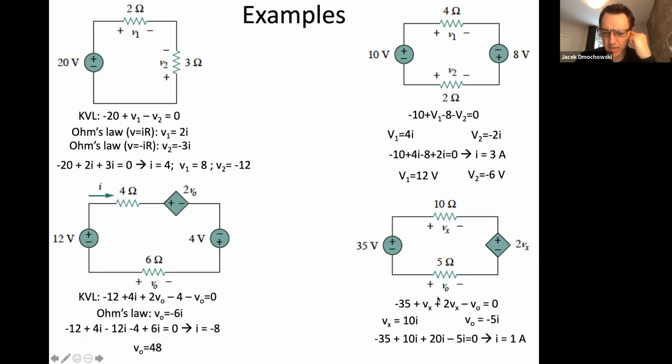And now we can plug that into the KVL equation, which you correctly stated for us. And we solve that to arrive at a current I of 1 amp, which means that Vx is equal to 10 volts and V naught is equal to negative 5 volts. So notice here that V naught has a value of negative 5, which means that in actuality, there's a voltage drop from here to here of 5 volts, because the numerical value for V naught is negative.